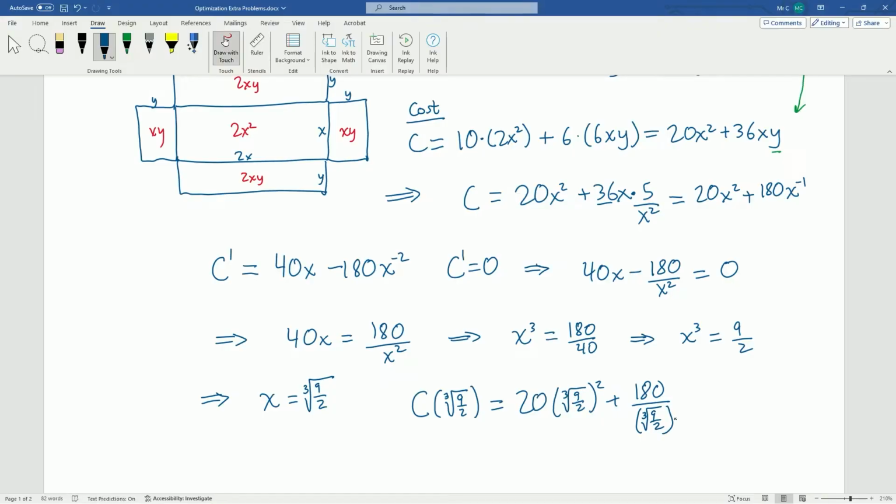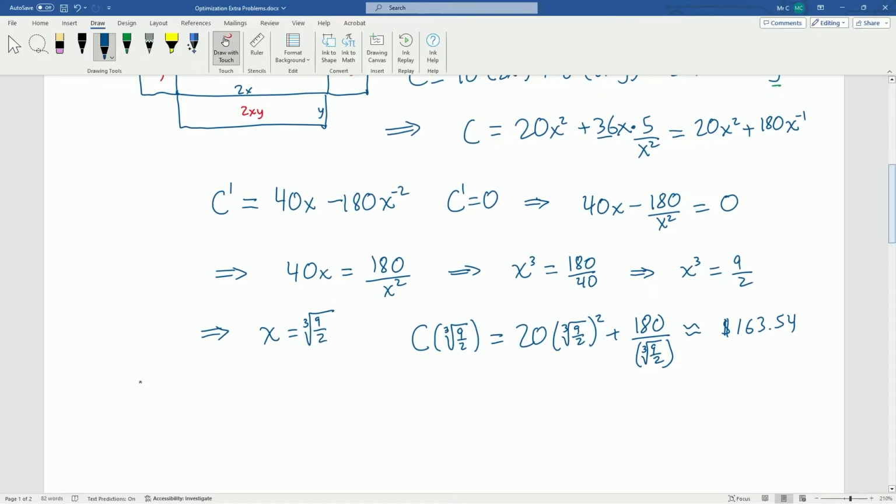And if we plug that into a calculator, we get that this is approximately $163.54. Now, as far as checking that it's a minimum, we can do that pretty quick, right?